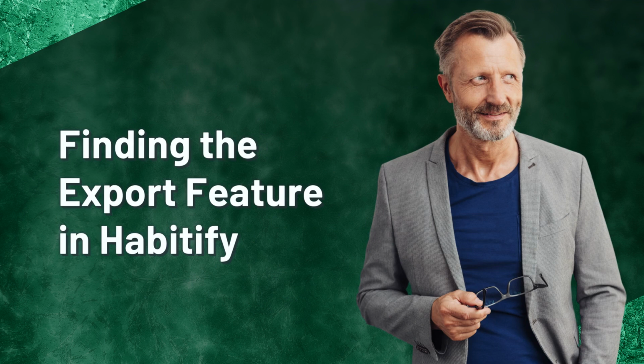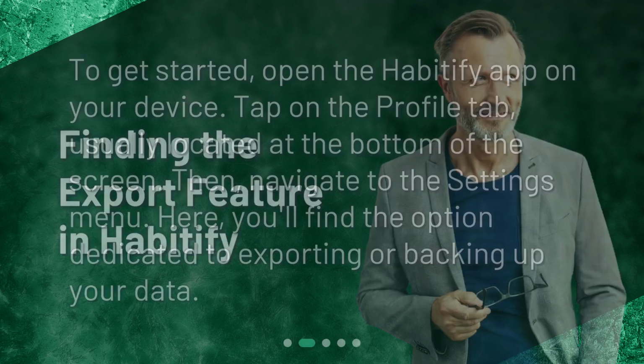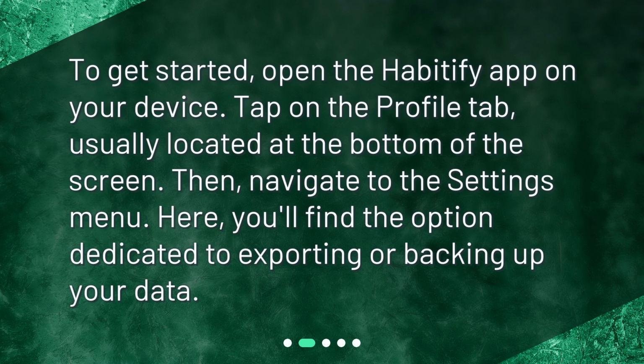Finding the export feature in Habitify. To get started, open the Habitify app on your device. Tap on the Profile tab, usually located at the bottom of the screen. Then, navigate to the Settings menu. Here, you'll find the option dedicated to exporting or backing up your data.